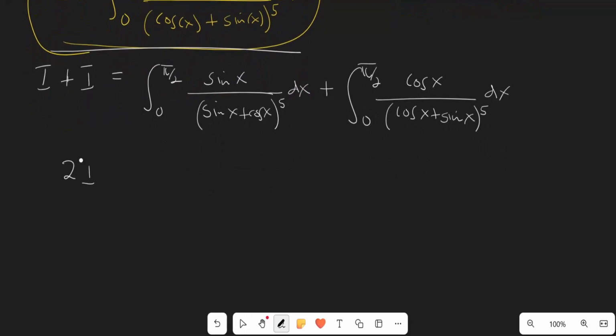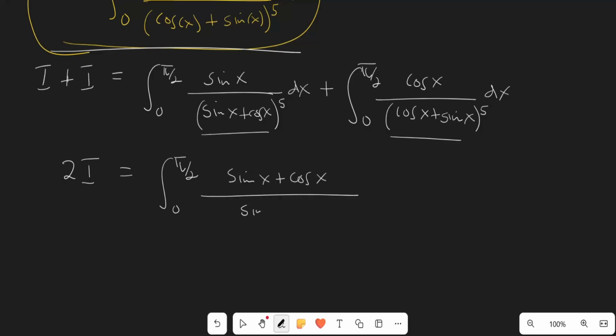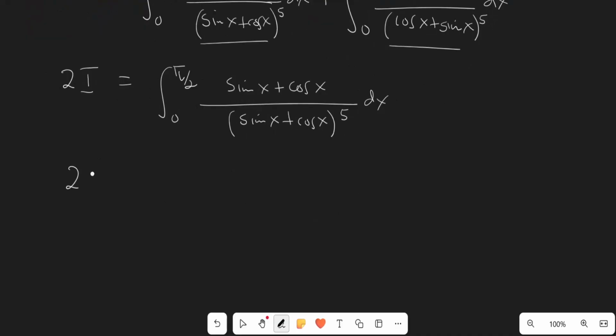So I plus I is 2I, which equals the integral from 0 to pi over 2. Combine them. Denominators are the same, so we can just add the numerators. That is sine x plus cosine of x all over sine of x plus cosine of x all to the 5th power dx. So 2I reduces to this: we cancel one of them at the bottom, leaving 1 in the numerator. So the denominator reduces to the 4th power now, sine of x plus cosine of x all to the 4th power dx.